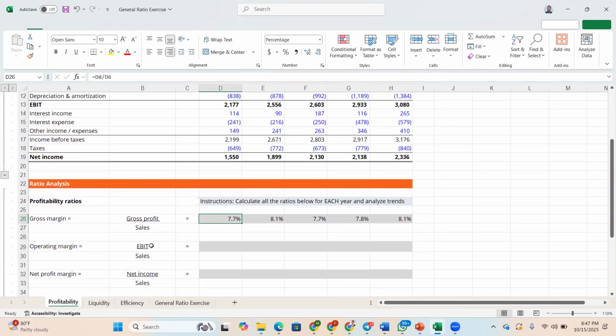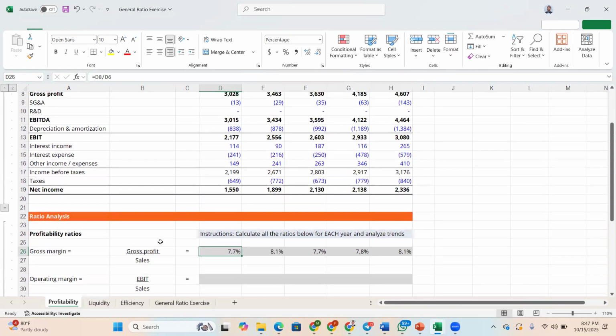So that's for the gross profit margin. Does anybody have any question before we move ahead? At least based on what we have discussed so far.